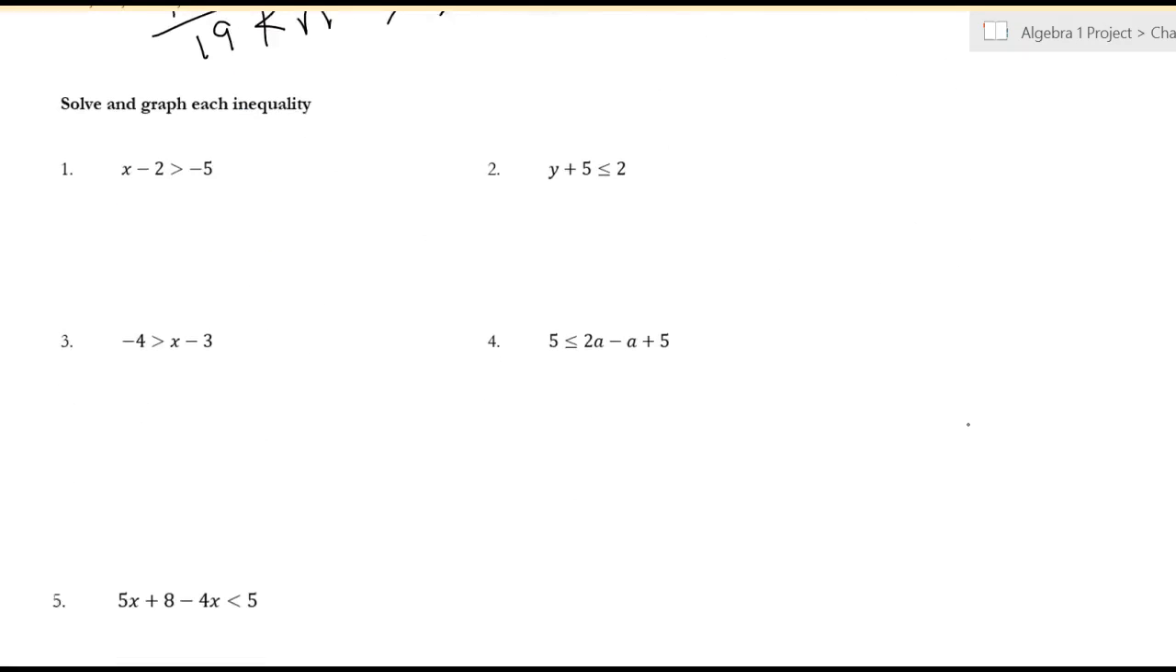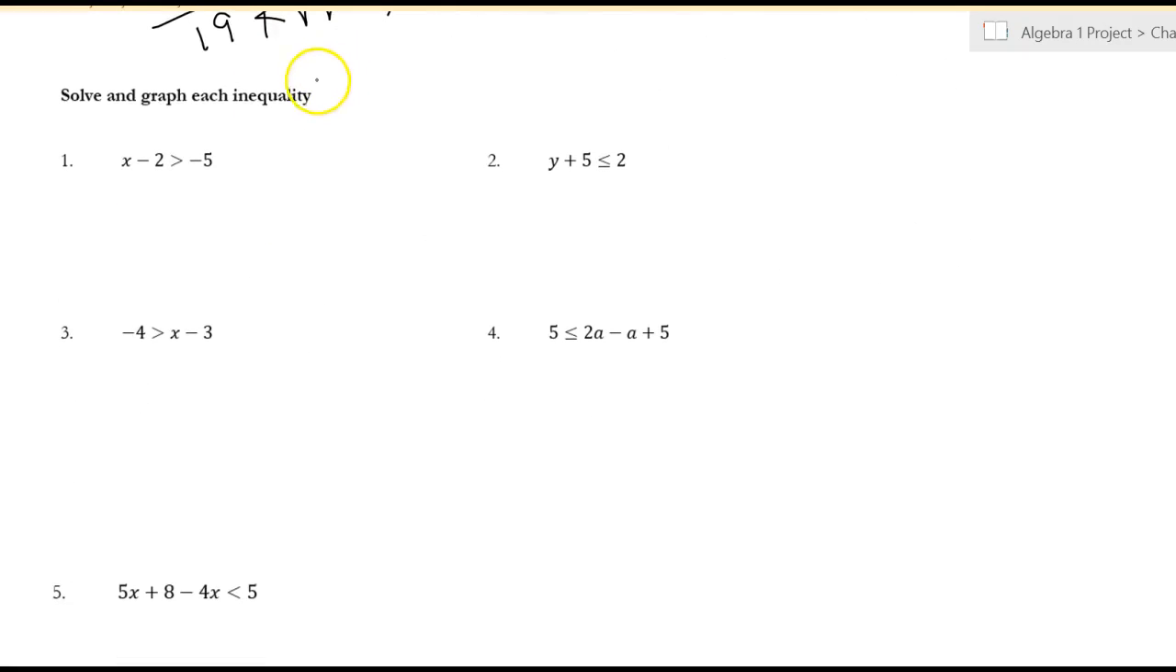Okay, so let's go ahead and do some down here where we're just solving. I would like you to try and solve 1, 2, and 3 because it's very similar to what we did above. So try and solve those, and when you think you have it, press play.